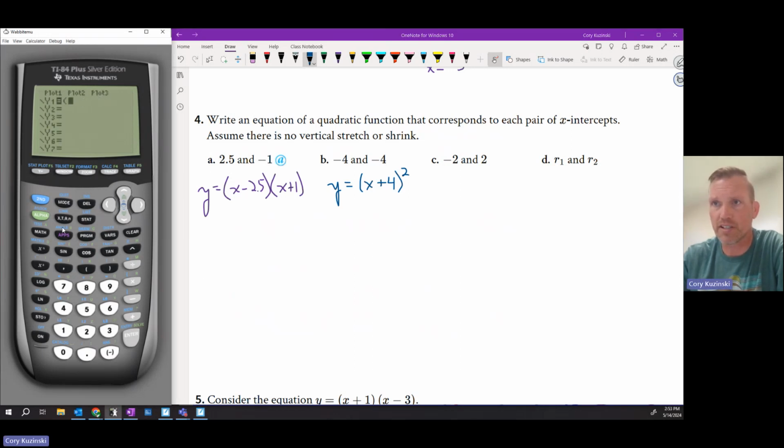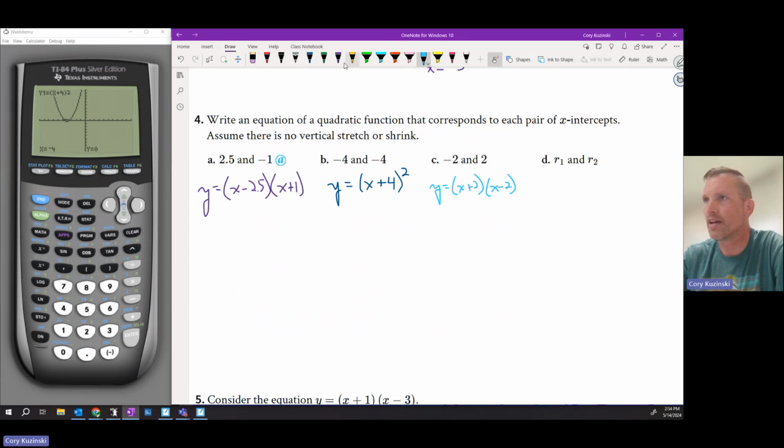Let's look at that one. We haven't looked at this yet. X plus 4 squared. Graph it. See, it's just got that one x-intercept at -4, which happens to be the vertex as well. Let's do y equals x plus 2 times x minus 2. And lastly, how about y equals x minus the first root times x minus the second root, right? Right.